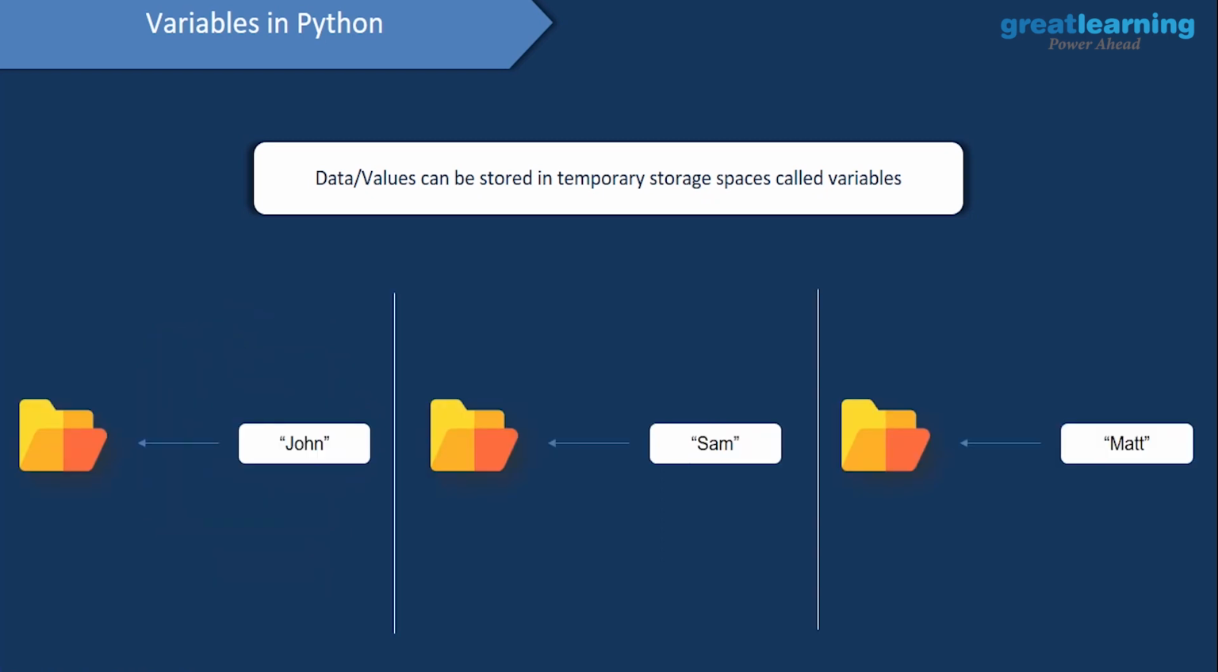And since this variable is a temporary storage space, the values which are stored inside it can be changed again and again. So initially, we are storing this value John inside this variable employee or student. Then after some time, we can go ahead and replace this value John with this value Sam. Similarly, after some time, we are changing this value of Sam with this value of Matt. And this is how variables work in Python. So now let's go to Jupyter Notebook and I'll give you a proper example of this.